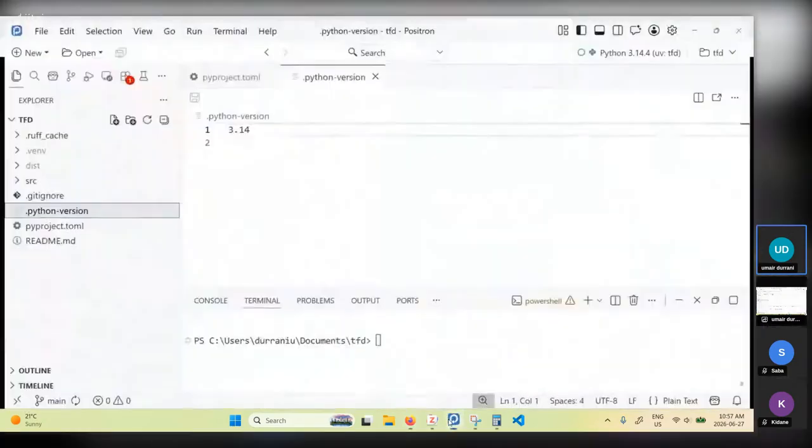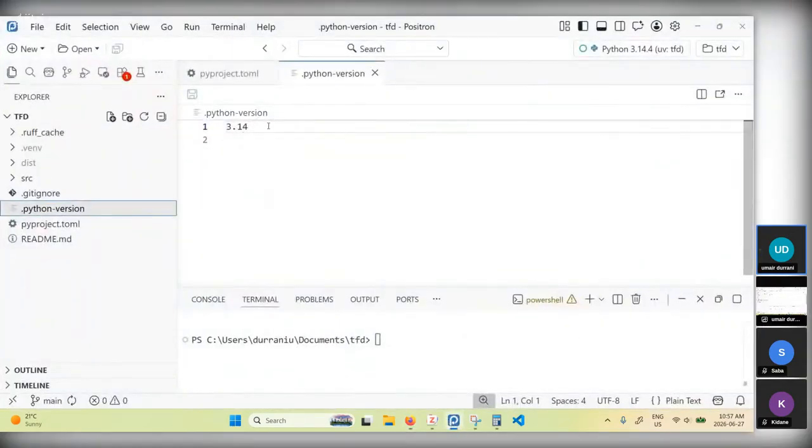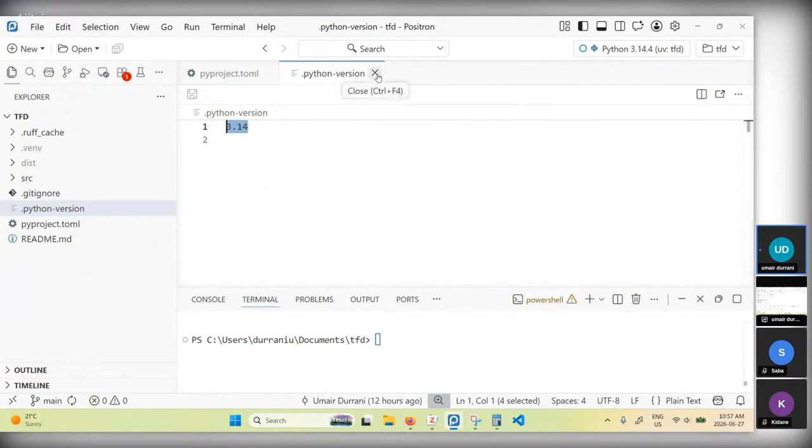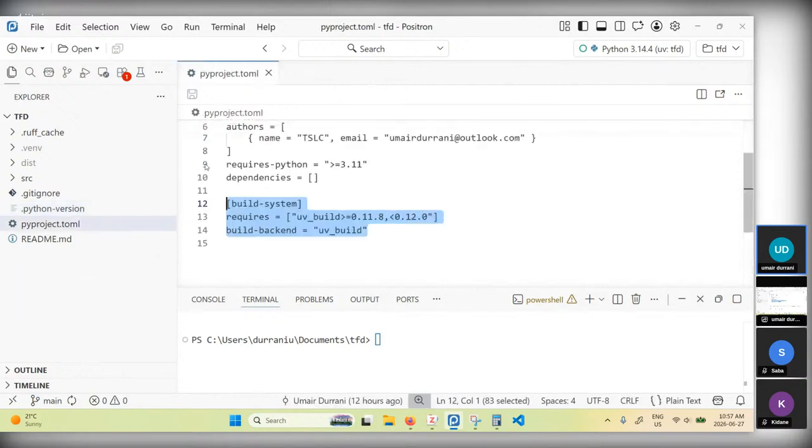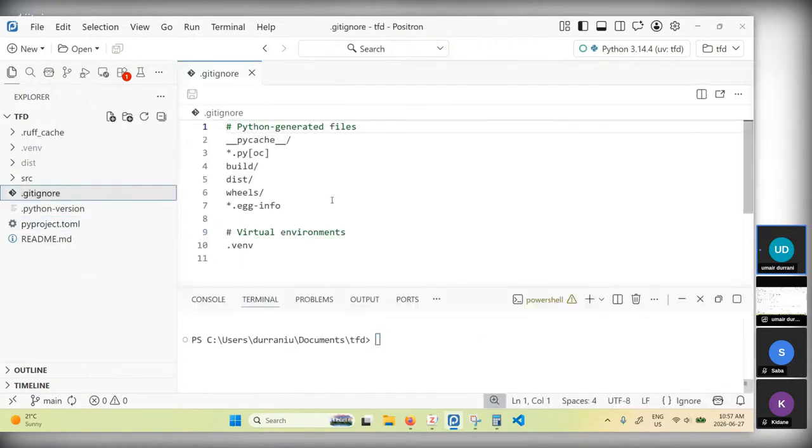Python version is also added by Positron, which in this case, since my highest version of Python available on my system is 3.14, it used that by default. But if I want, I can change it. Then gitignore is adding some of the things here already, which means ignore these files when I'm putting this in version control, when I'm putting it on GitHub.